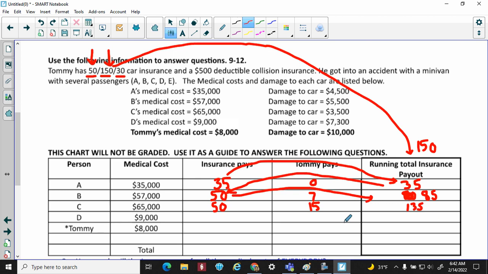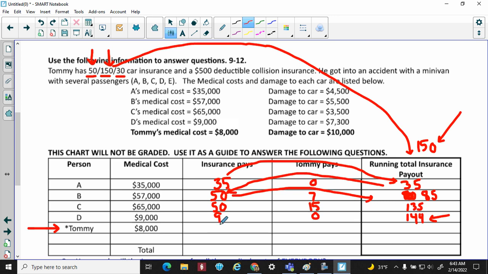All right. Letter D needs 9,000. Insurance is going to pay all of it because it's less than 50. And now we're at 144. Now, guys, keep an eye on how much you have now versus what the max payout is. There's only $6,000 left for the insurance to pay out. So when we get to Tommy, Tommy needs $8,000. But insurance only has $6,000 left.